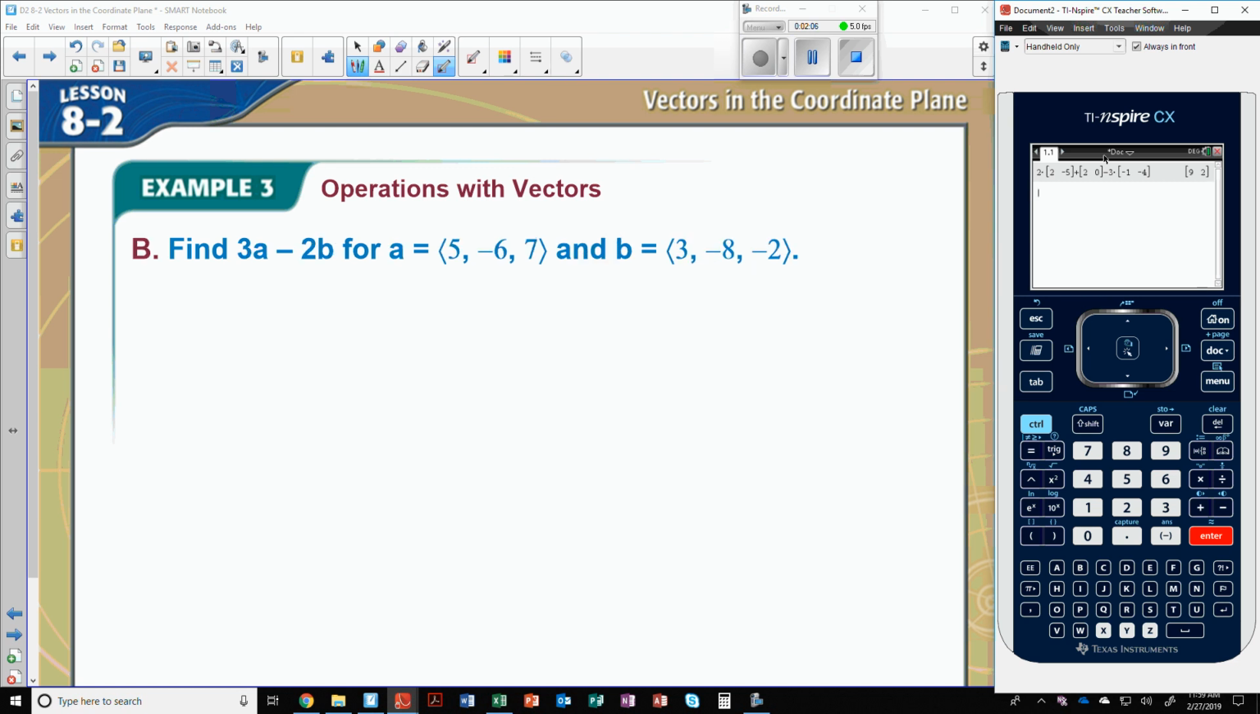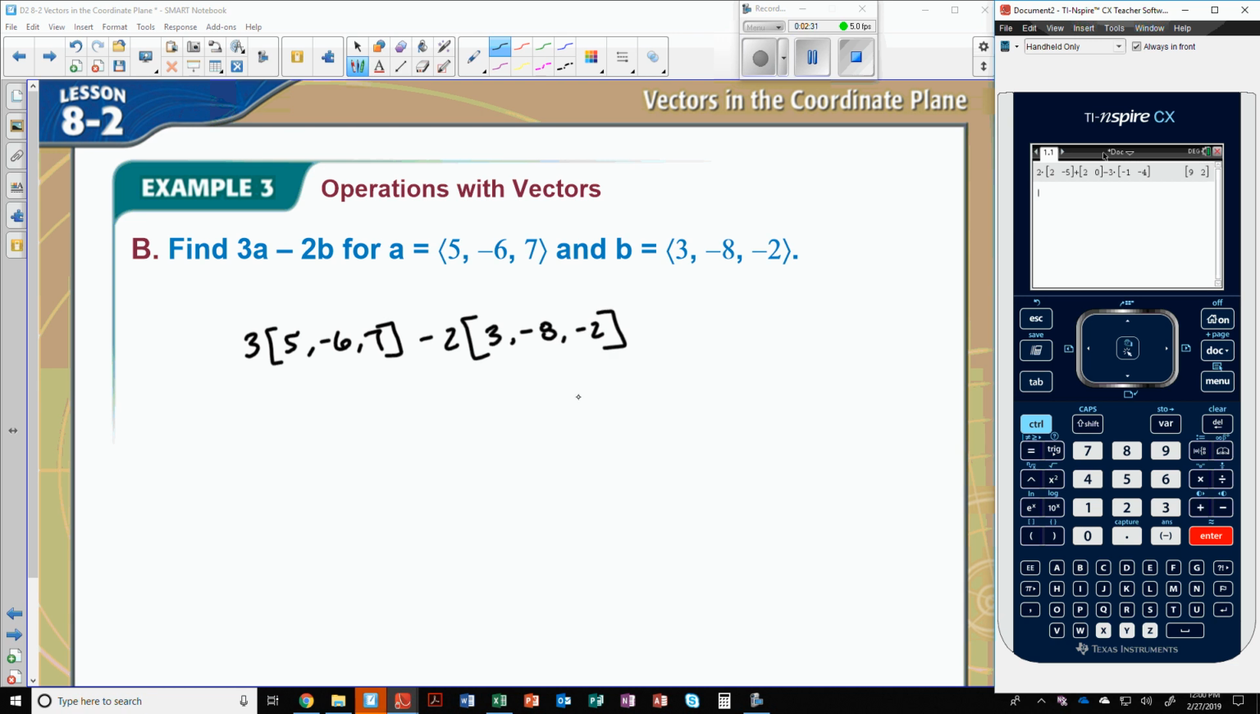So let's try now part B. It says 3a minus 2b, I'm sorry, and all I need to do here is I take my 3 and I'm going to distribute. Now this has 3 terms here, and it's okay. It's an x, y, and a z vector. It's a 3-dimensional vector. And I multiply this times 2, and then the vector for b is 3, negative 8, negative 2.